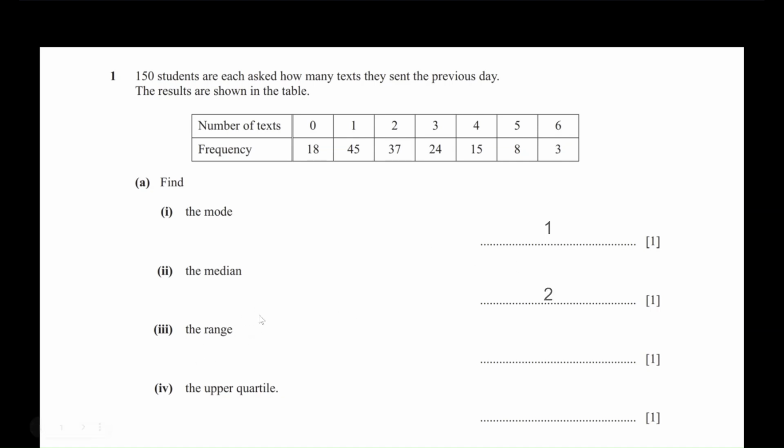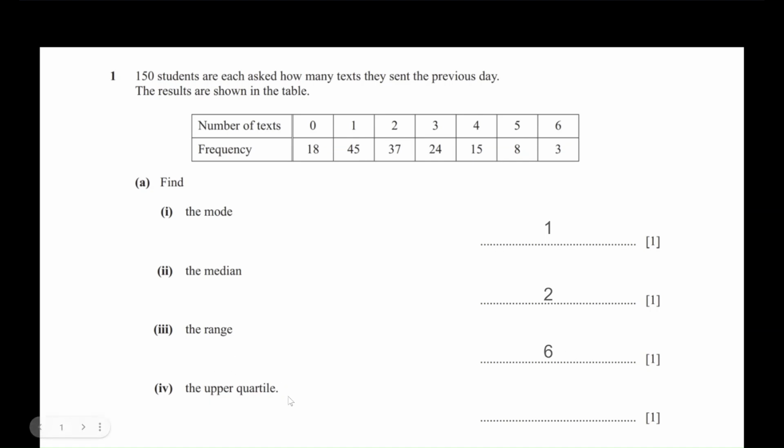For the range, we are looking for the maximum value and the minimum value. For this question, it's not necessary to use the calculator, as we can find the maximum value and the minimum value from the table here. So the maximum value is 6 and the minimum value is 0. The range is the maximum value minus the minimum value, therefore it's 6 minus 0, which is equal to 6.